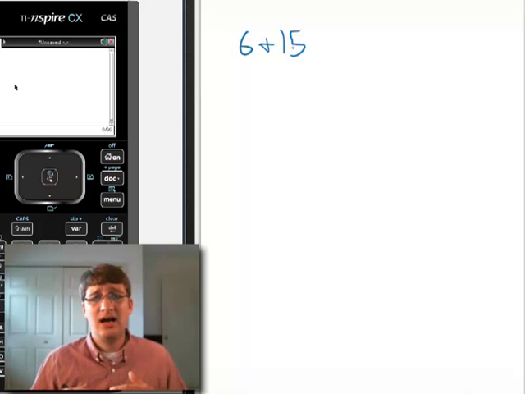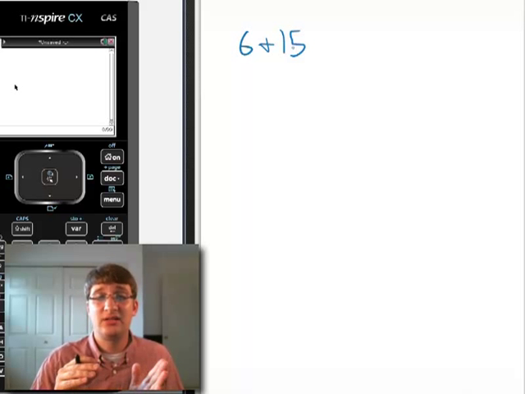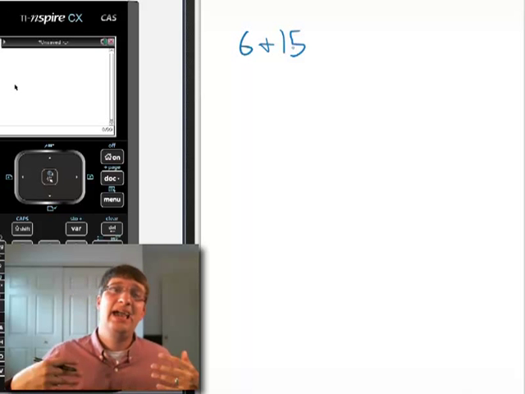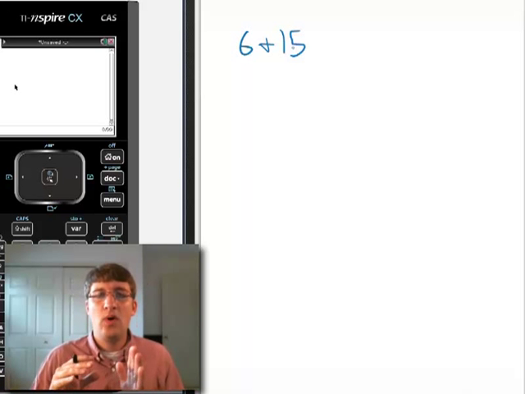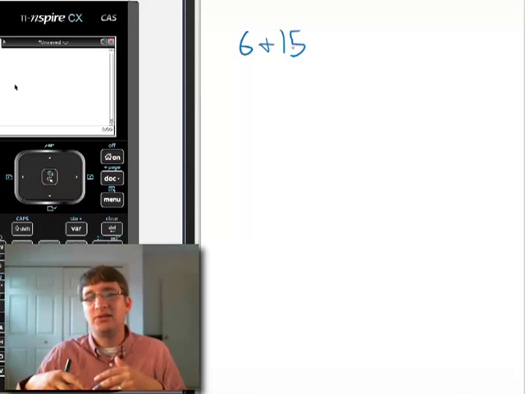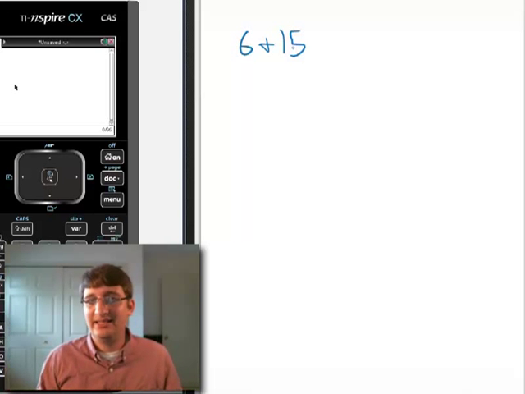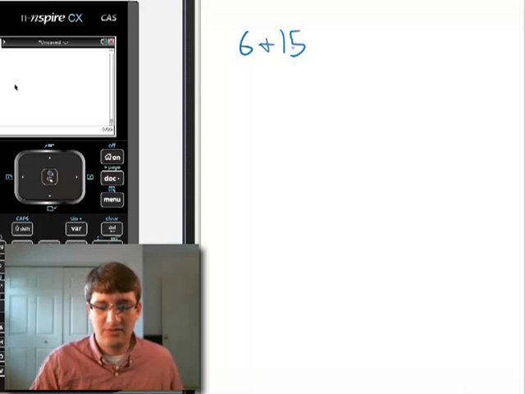6 and 15 do have a common multiple, and the most basic way to find a common multiple is to list out the multiples of both 6 and 15 and see where down the line in each of those multiples they match up, and that is a common multiple, okay? So 6 and 15, let's start with 6, okay?